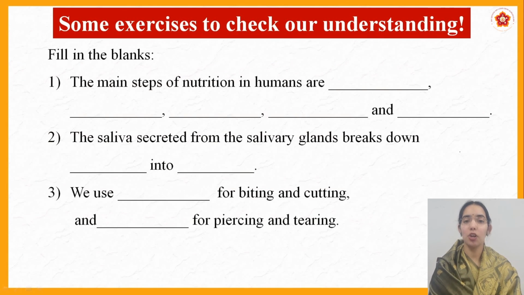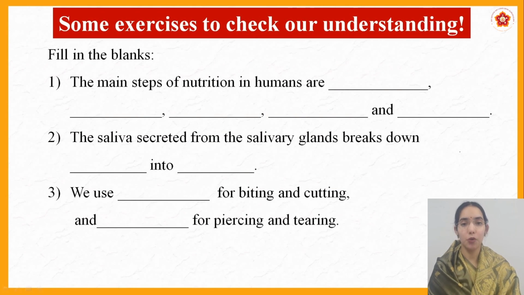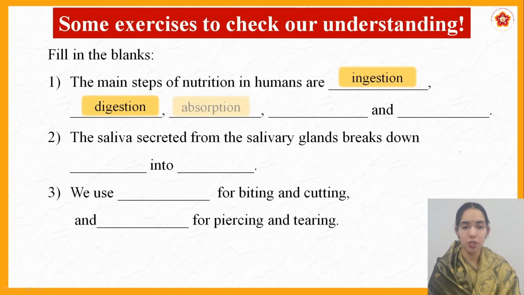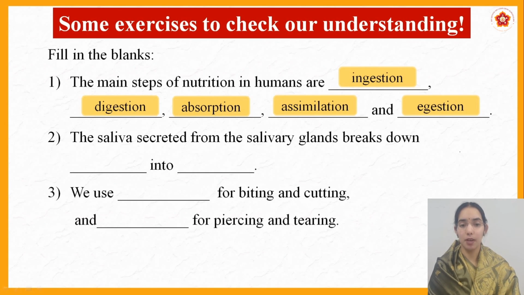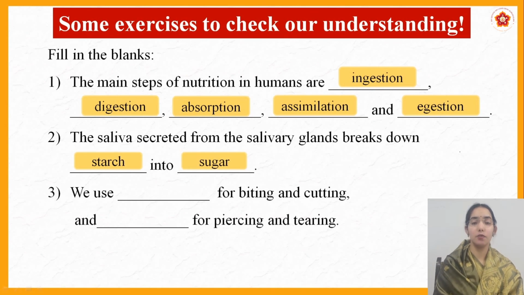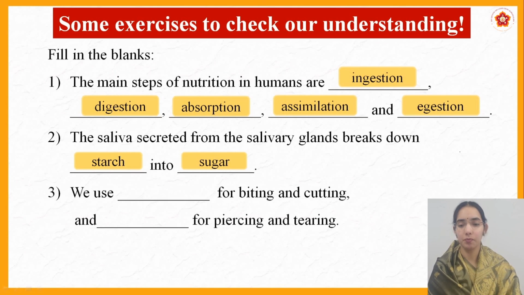Now, let's check your understanding. Fill in the blanks. The main steps of nutrition in human are, I'm sure you know it and you remember it. It is, first of all, ingestion, followed by digestion, then absorption, assimilation and egestion. The second fill-up is the saliva secreted from the salivary glands break down dash into dash. So what does it break down? It breaks down the starch in the food into sugar, as we had studied in the activity that I told you.